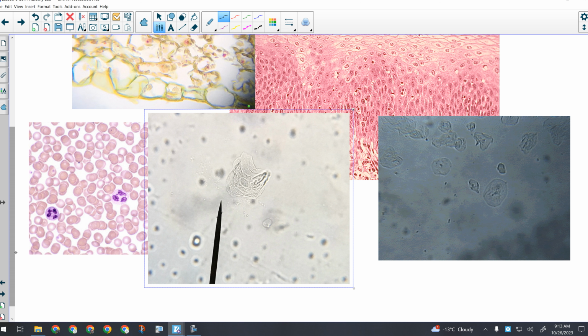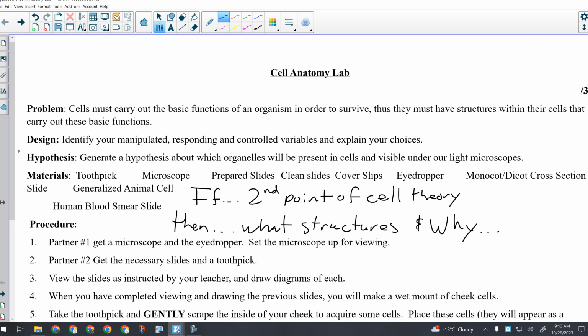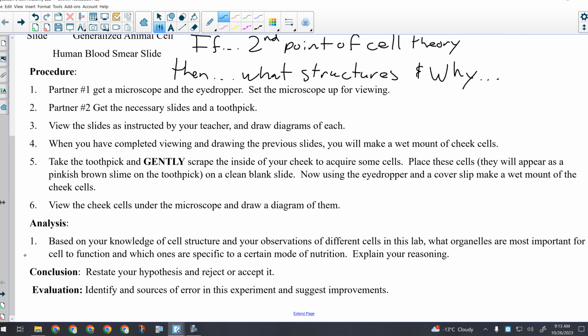Okay, we'll talk about the analysis now, just because we're here and we can do it. So the analysis, there's only one analysis question if anybody looked. Based on your knowledge of cell structure and your observations of the cells in this lab, what organelles are most important for a cell to function and which ones are specific to a certain mode of nutrition? Explain your reasoning. So, I'm looking for a paragraph here. In that paragraph you tell me what structures you saw that were common. You tell me why they were common, why you saw them, maybe a little bit about what job they do. Especially anything related to the two modes of nutrition that we talked about.